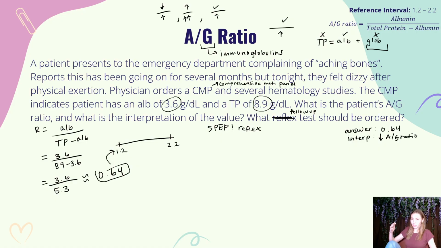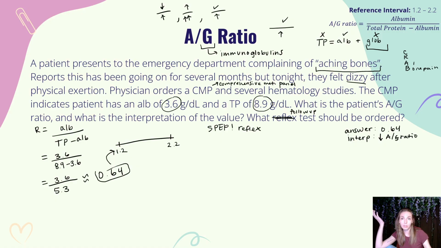Now, this is something that y'all will go into later, but I do want you to be aware of it. Complaining of aching bones and feeling dizzy after physical exertion is an indicator of two specific symptoms of a disease that you will go into later. It's basically bone pain, aching bones, and anemia. And there are two other symptoms that we don't care about right now. These are indicative of a condition called multiple myeloma.